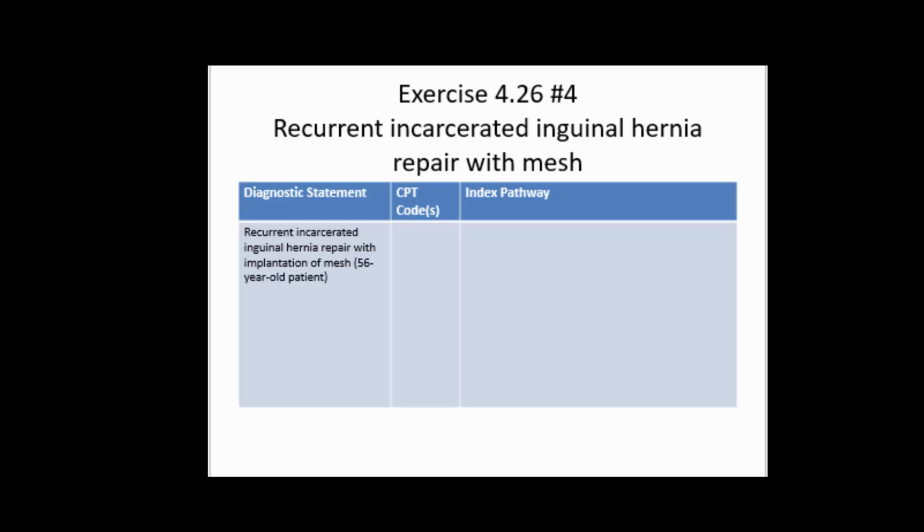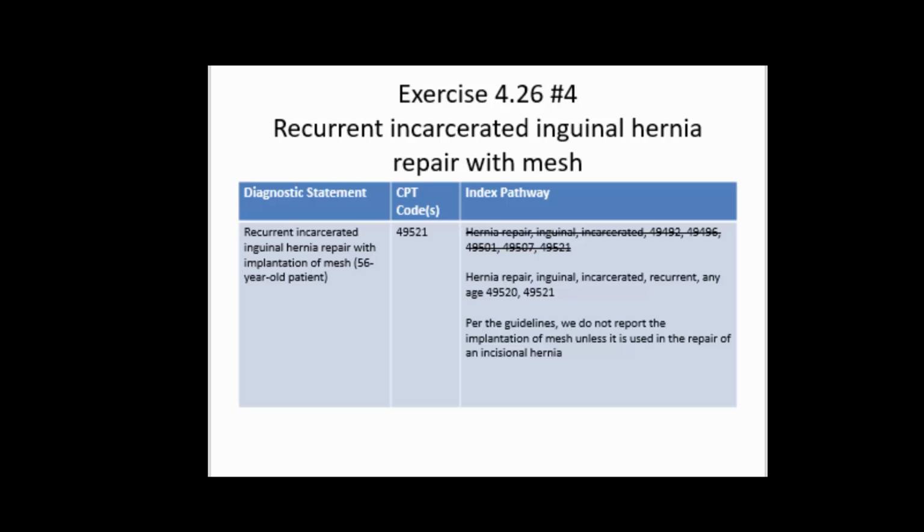The next exercise is recurrent incarcerated inguinal hernia with mesh. Remember the guideline we just read. If it's mesh with anything other than incisional or ventral, it is not coded. So we're only going to have one code more than likely, and it is 49521.